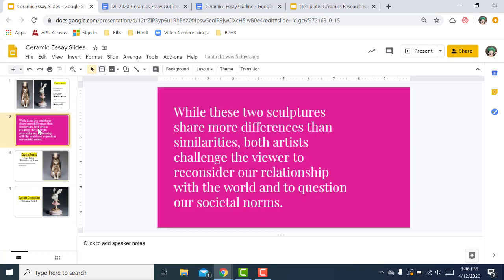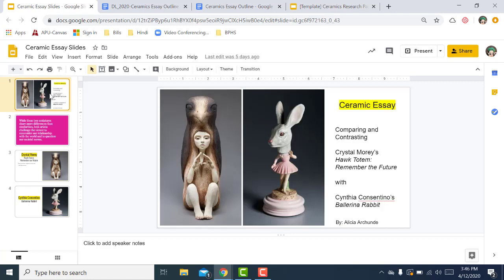But I'm going to prove to you that the artists are challenging our relationship with the world and to question our societal norms. So throughout my essay, I'm going to try to prove this. Even though I'm going to show how these two are different, this is how they both challenge our relationship to nature. Or here's how they're similar, but this is how they still challenge our views on societal norms.